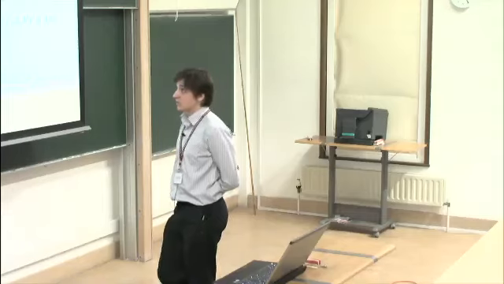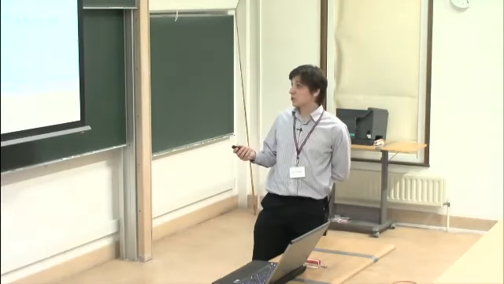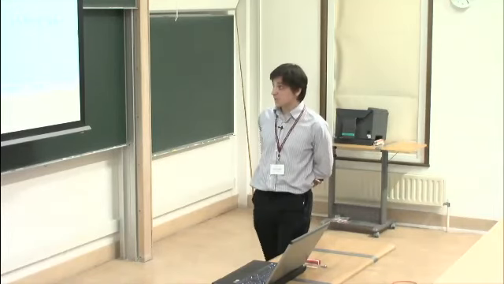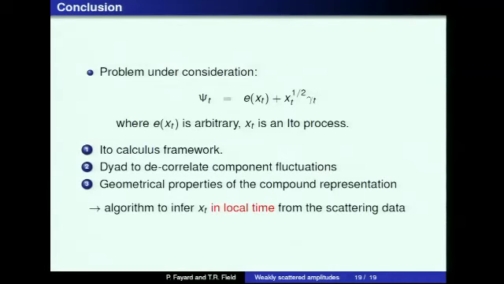So what we did: first we worked in an Ito-calculus framework, and then we introduced a dyad to decorate the component fluctuation of the scattered amplitude. Then, by using the geometrical properties of the component representation, we derived an algorithm to infer x of t in local time from scattering data. And that local time aspect is interesting because you can, in real time, obtain an estimate for your texture in terms of your scattering data. Thank you for your attention.